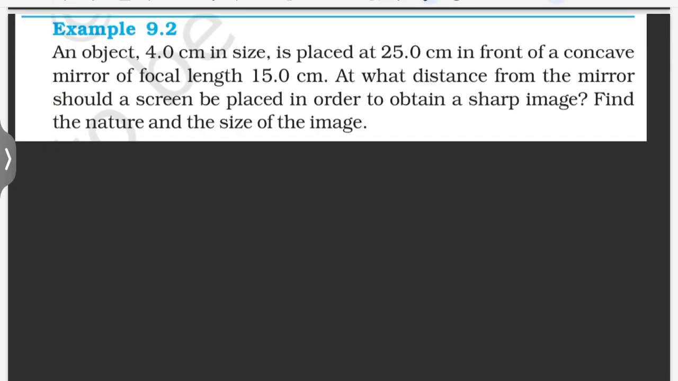Let us solve the second example, example 9.2. Let us read the question. An object 4 cm in size is placed at 25 cm in front of a concave mirror of focal length 15 cm. So what is given in the question? Let us write first, given. You can see here the size of the object is given. So h is the size of the object, which is equal to plus 4.0 centimeter.